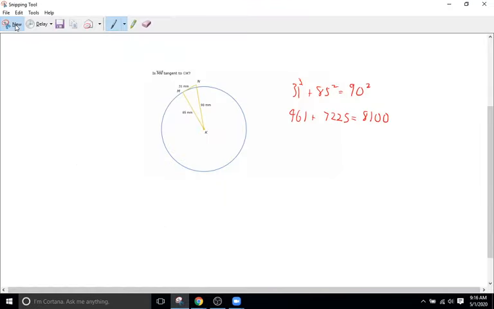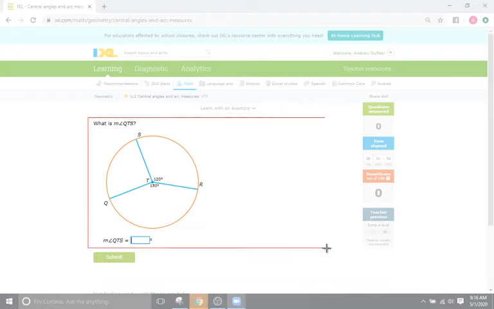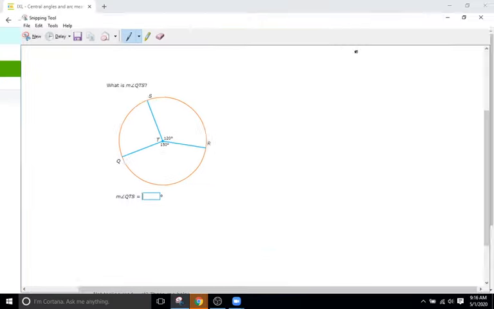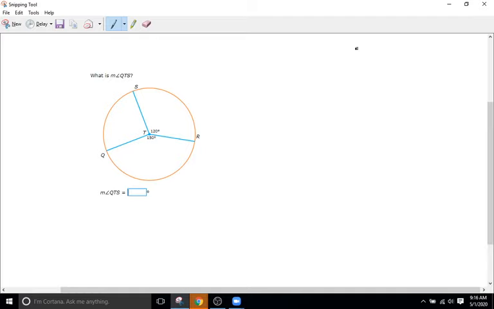So we'll look at the problem here. It's asking for what the measure of angle QTS is. If it's angle QTS, then that middle letter T is what we search for right here. That's going to be where the angle is referring to. So angle QTS is going to be this angle right here, angle T.